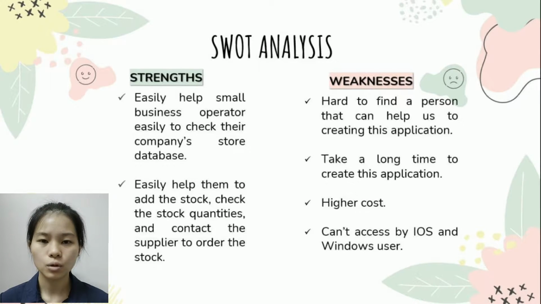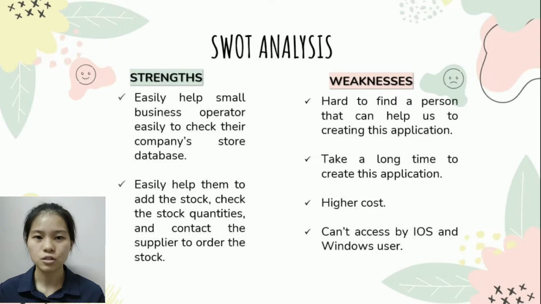This application can also easily help them add stock, check the stock quantities, and contact the supplier to order the stock. We use the barcode scanner to add stock. It can be done just by scanning the barcode on the product. Because the smart inventory application has internet access, it can contact the supplier when the small business operator needs to order stock by clicking a button in the application.